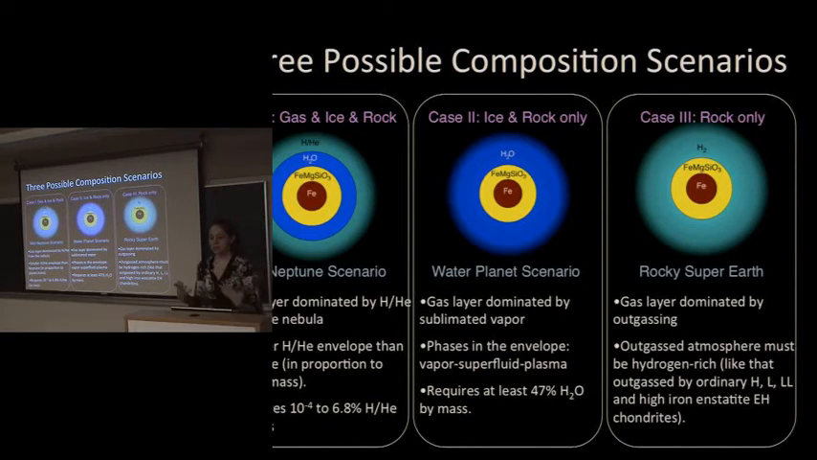So with this context of there being a wide range of potential scenarios for the gas layer of this planet, there have been a number of measurements by groups here at the University of Toronto and CITA as well to use transmission spectroscopy to distinguish between these.